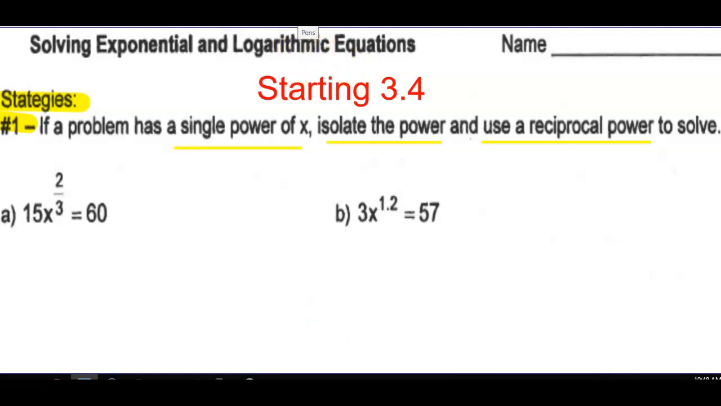Howdy, Precalc. We are starting using actual logarithms to solve questions. Now, this video is probably going to get a little bit longer than I wanted it to because I have a lot of examples on here.